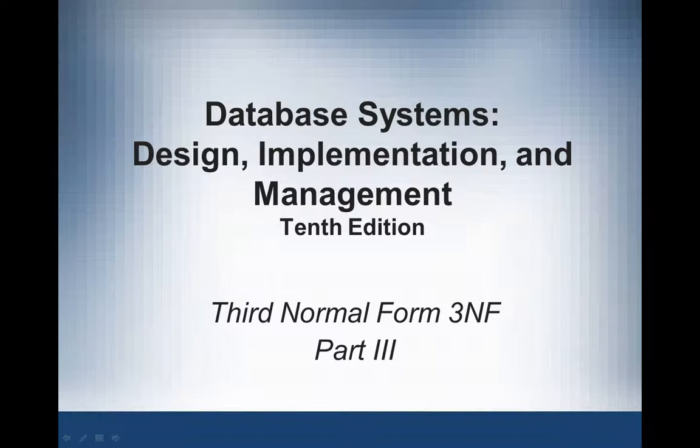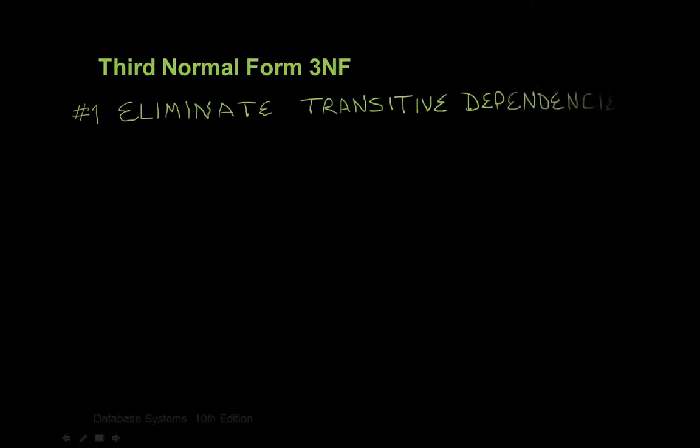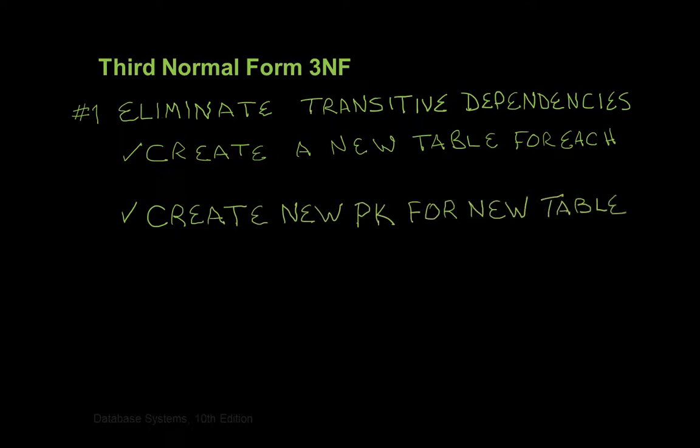With our third normal form, we have two steps that we need to accomplish. The first step is to eliminate that pesky transitive dependency that's hung on since we first started the process. Now we're going to do that by creating a new table for each transitive dependency. And as we create that new table, we'll add a new primary key for that table.